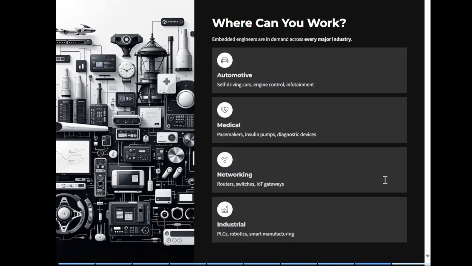Second, where can you work, which domain? Embedded systems are in almost every industry, like automotive, medical, networking, industrial automation, AI. This is the scope of embedded systems where you can work.